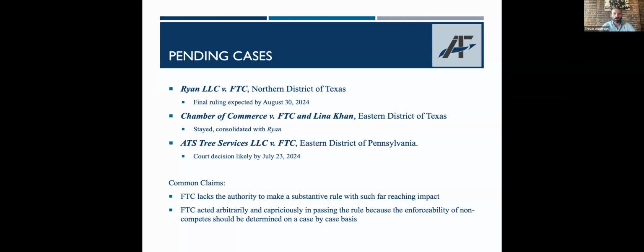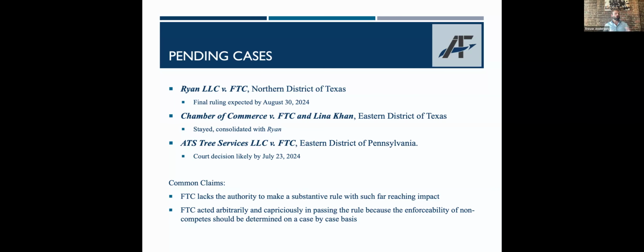The first one was filed in the Northern District of Texas, a federal court. That's called Ryan LLC versus the FTC. Another one the very next day, I believe, was filed in the Eastern District of Texas, and that's the Chamber of Commerce versus the FTC and Lina Khan, who is the commissioner. And then we have ATS Tree Services LLC versus the FTC. That one's actually filed in the Eastern District of Pennsylvania. Now, one thing to note is these 2 Texas cases have been consolidated into the Ryan case. And so that's really the only one that you need to keep track of if you're doing that. And we have an update here, which I'll present on the next slide.